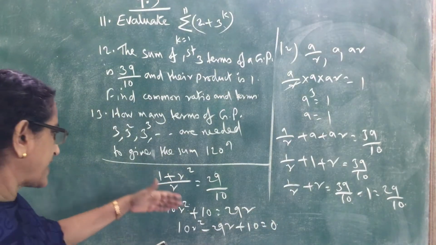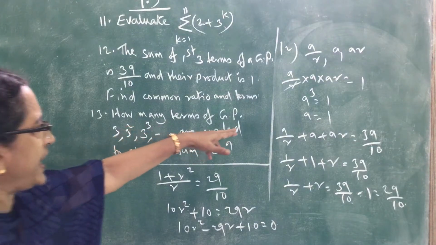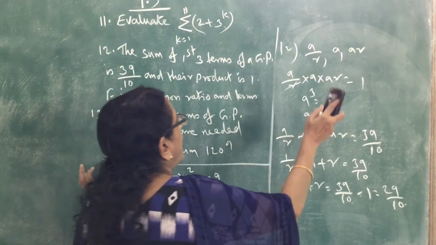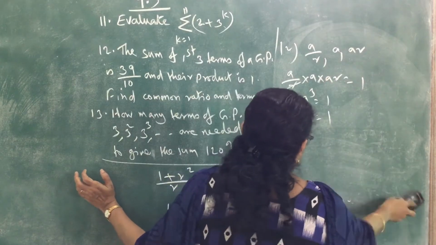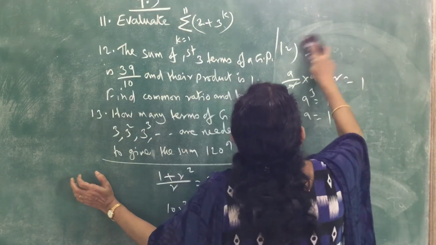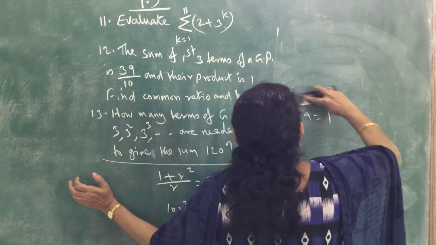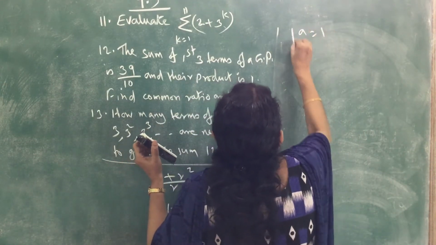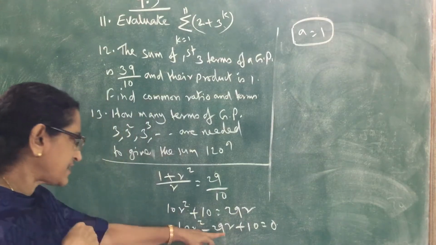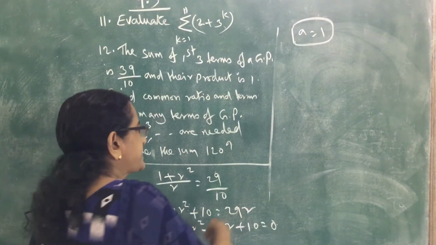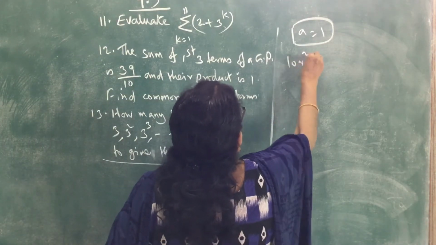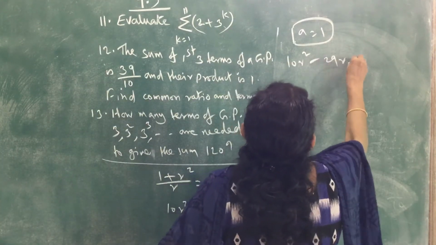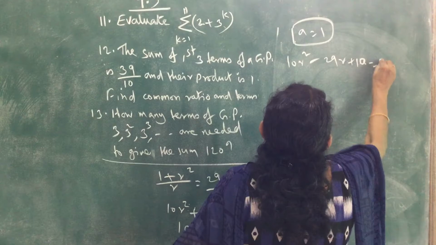Now we can factorize and find r. We got a is equal to 1. Now we have to find r. Using this we can solve: 10r square minus 29r plus 10 equal to 0.